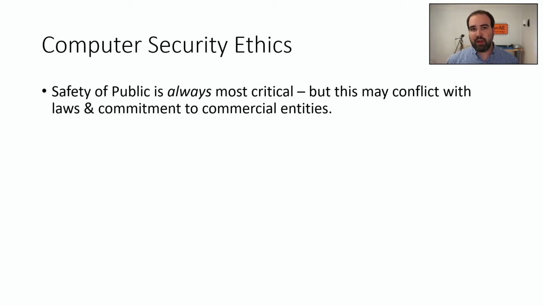And the one thing I want to point out is that you notice the order of these. The safety of the public is always going to be the most critical. And this, in fact, may conflict with laws. It may conflict with commitments you've made to commercial entities if you discover some critical bug. And this becomes a very, very hard thing to figure out what the correct answer is, because you could be someone like Edward Snowden, who was part of a government entity that was doing things he felt were unethical. And it becomes a big question because it's a little bit of an opinion. Is the public being hurt, etc.